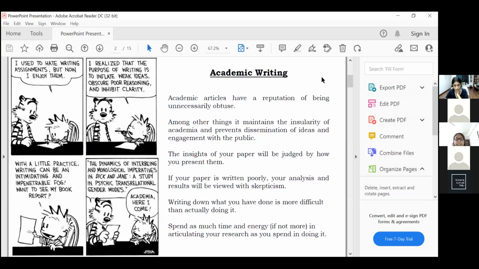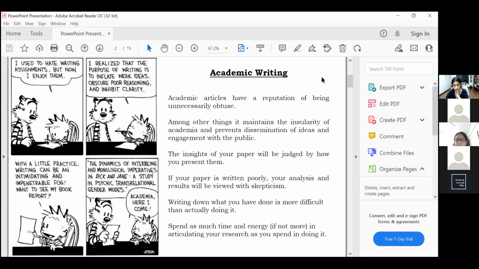The other side of this is that how well you've done your research, the insights that you're putting forward in your paper, will be judged by how you present them. If your paper is poorly written, no one's going to believe your analysis and your results. They're going to be skeptical. They're going to think that if you're unable to explain this well to your audience, then you must not have done a good job. And that will hurt you. So it's important to remember that your work is judged on the basis of how well you present it, and to keep that in mind when you're writing your research paper.